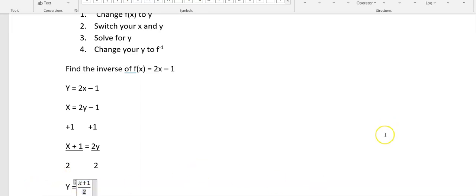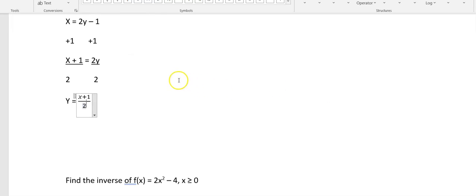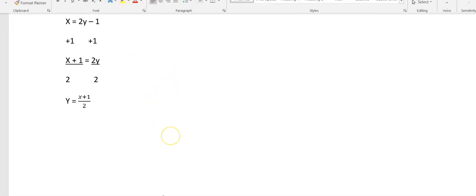And there's my inverse, but our last step says to change the y into the f inverse notation. So we're going to write f inverse of x equals, and I'll just copy and paste what I got right there. And there's our inverse function. Okay. Now I'll notice that this is just a notation. It does not mean 1 over f. It's a notation for inverse.